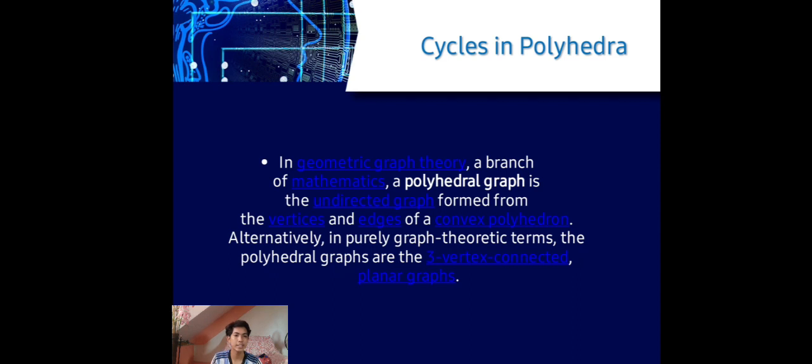Next is the cycles in polyhedra. In geometric graph theory, a branch of mathematics, a polyhedral graph is the undirected graph formed from the vertices and edges of a convex polyhedron. Alternatively, in purely graph theoretic terms, the polyhedral graphs are the three-vertex-connected planar graphs. So the cycles in polyhedra is the undirected graph form.